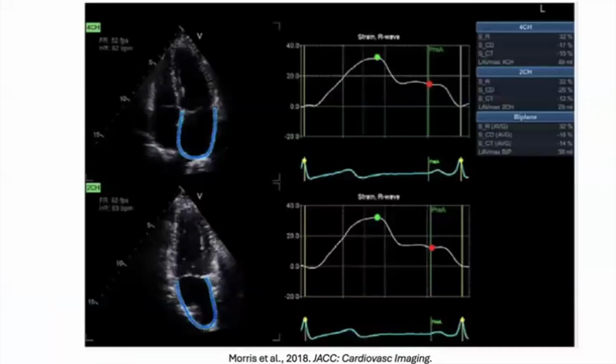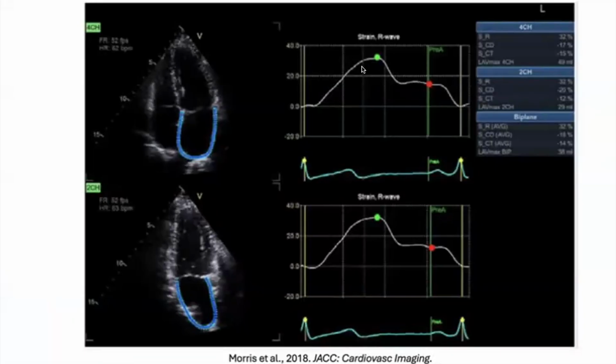Again, it looks fairly similar. Here's an example of the analysis that some of the software on the market will produce. You can see the blue delineation of the left atrial borders in the apical 4 and the apical 2, which is acquired through speckle tracking. And then you're given this graph, as well as some of the more specific numbers to the right.